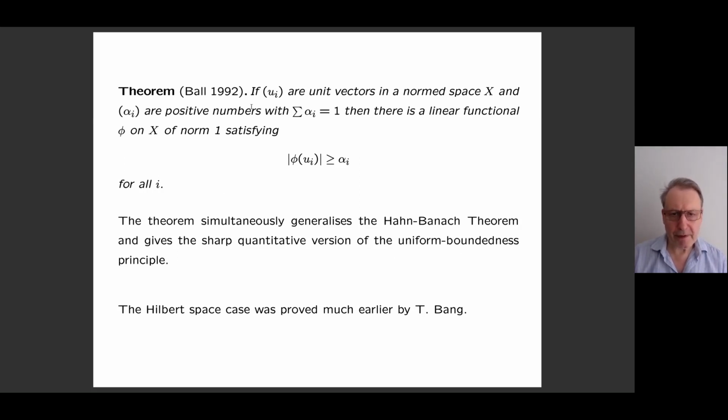So it says that if you have somehow big vectors, you can find a functional where they're big, and that's really what happens in the uniform boundedness principle. So this was the thing I'd been working on, which gave me the crazy idea that I'm going to describe.